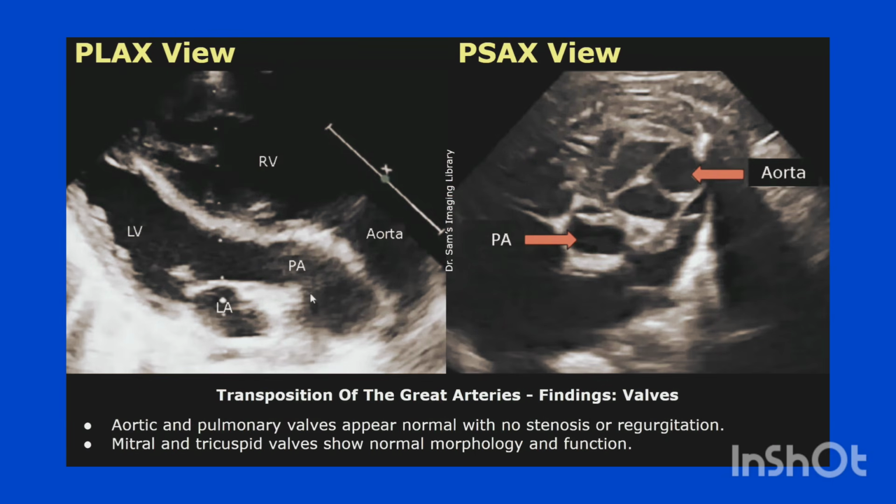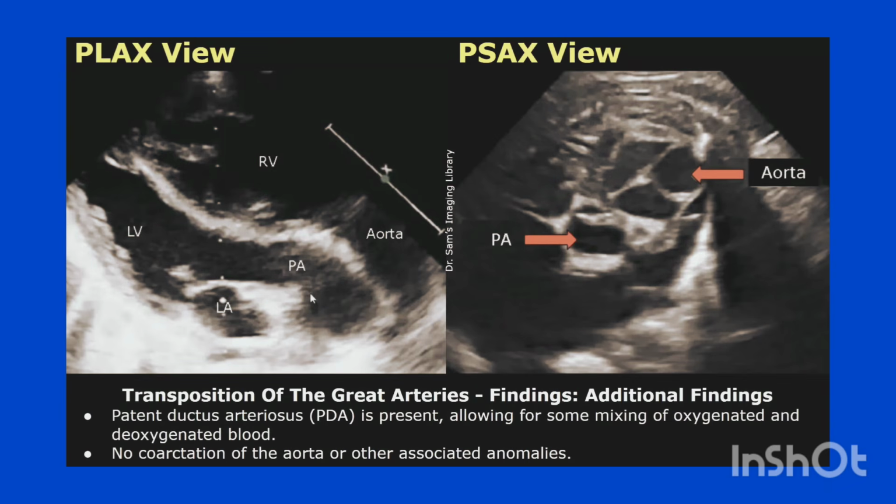Aortic and pulmonary valves appear normal with no stenosis or regurgitation. Mitral and tricuspid valves show normal morphology and function. Patent ductus arteriosus is present, allowing for some mixing of oxygenated and deoxygenated blood. No coarctation of the aorta or other associated anomalies.